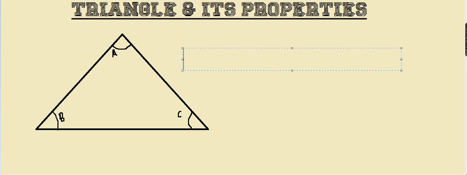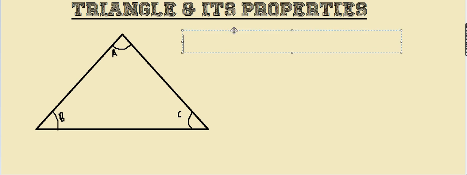Now, let me just write this down. Let us take an example. Suppose I know the two angles of a triangle, that is angle A and angle B, and I am supposed to find the angle C. Suppose angle A is 62 degrees. Angle B is, let's take it 41 degrees. How will I find angle C? Now children, this is very simple.